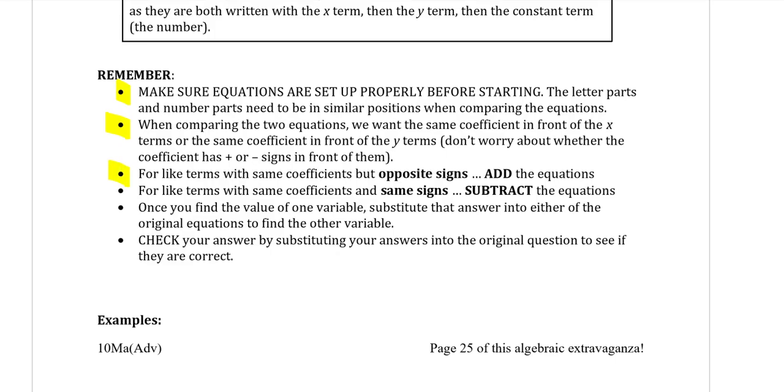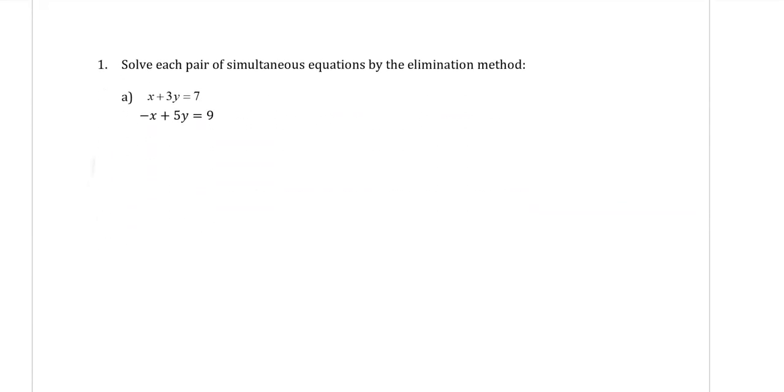Then, third step, if the terms that have the same coefficient have opposite signs, so one's a plus and one's a minus, then you add the two equations together. But if the coefficients have the same signs, then you want to subtract to make them cancel out. Once you find the value of one of the variables, then you substitute back into one of the original equations to find the other variable, and you can always check your answer by substituting into the original question to see if they work.